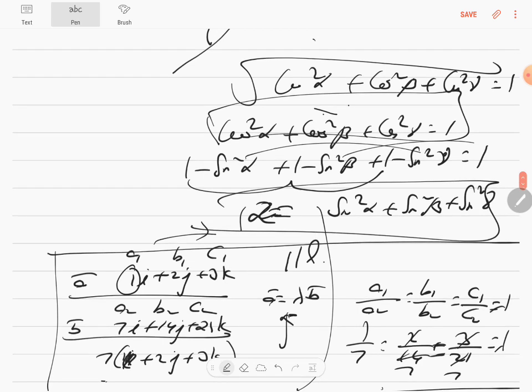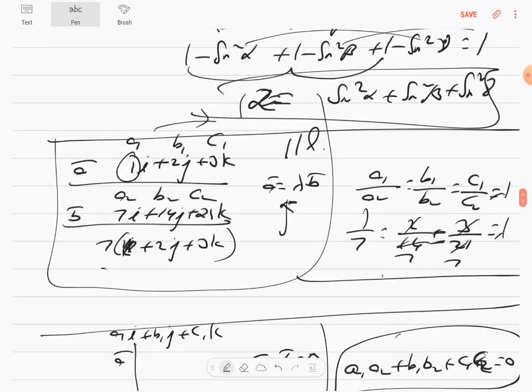For parallel vectors, one vector is lambda times the other vector, or a1 by a2 is equal to b1 by b2 is equal to c1 by c2 is equal to lambda. Like that, you should memorize each and every condition clearly.